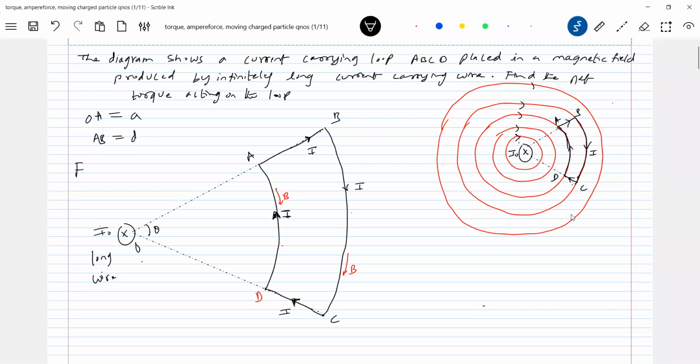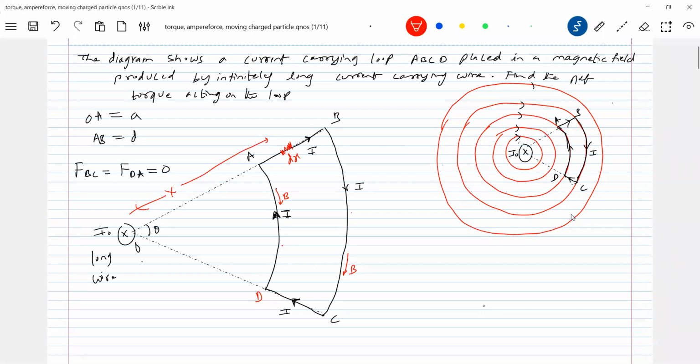What is the first thing? FBC, the force experienced by the arc due to current in the long wire, should be zero. Now the only thing is AB and CD, which will come into the picture. So let me take a small element here, let it be dx, at a distance x.